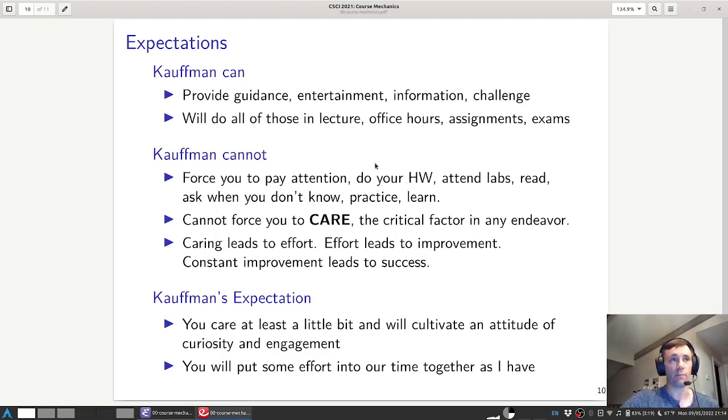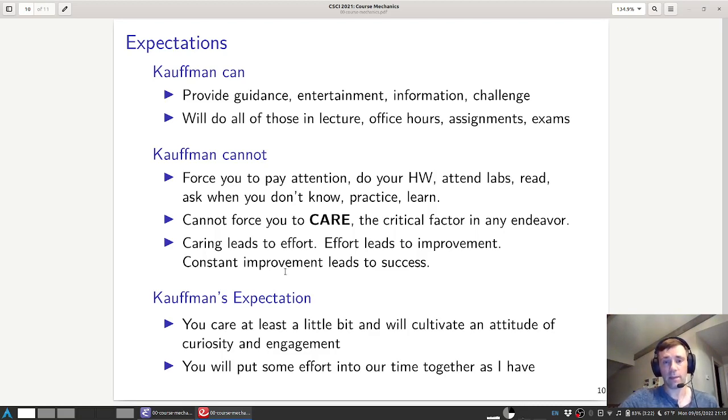If you care about the performance, you're going to practice your instrument for it. If you care about the race, you're going to practice running for it. And if you care about this course, you're going to invest some time in it. Caring leads to effort, effort leads to improvement, and constant improvement leads to success. It sounds kind of mundane and prosaic, but that's the way of the world, and I can attest to it because I was never that bright about stuff, but I worked my ass off at it, and here I am on the other side of things, trying to relate what little I know to all of you.